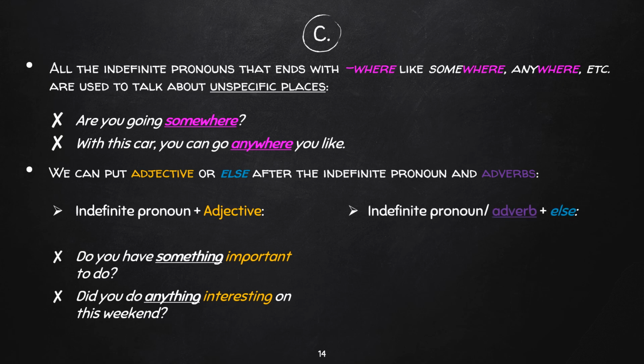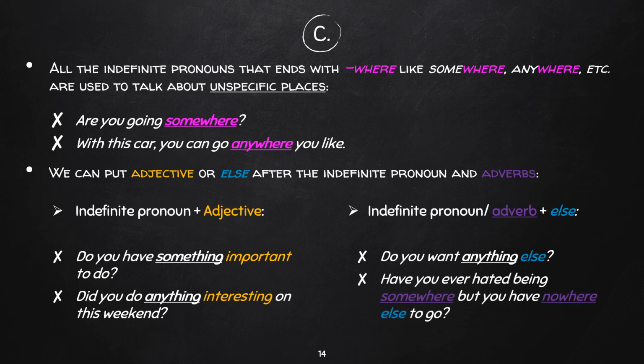However, we can also have an indefinite pronoun or adverb plus else. For example, do you want anything else? Anything in the sentence is an indefinite pronoun followed by else. An example of an adverb followed by else is the following example. Have you ever hated being somewhere, but you have nowhere else to go? Somewhere and nowhere are adverbs of place, followed by else.